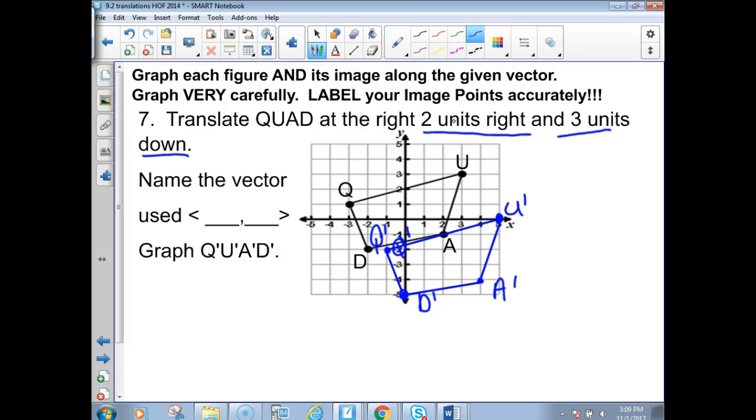Okay, the vector, if it said 2 right, 3 down, how could you write it in vector notation? Yep, 2, negative 3.